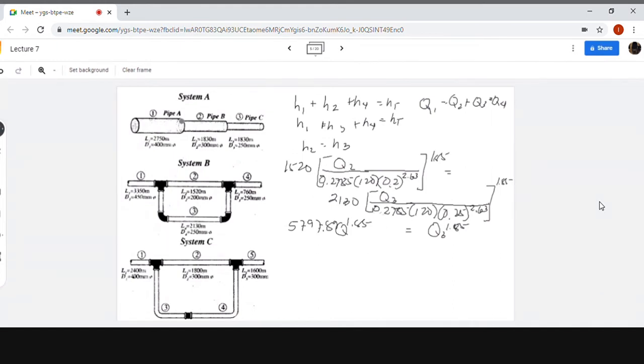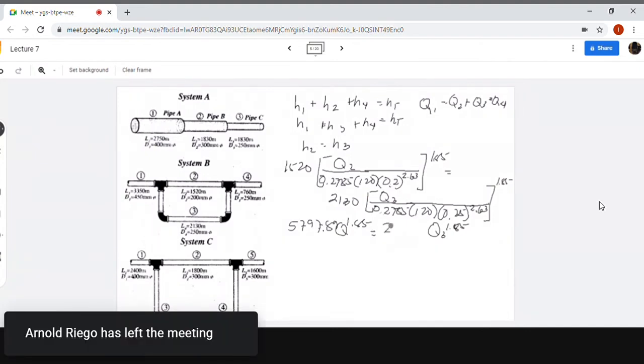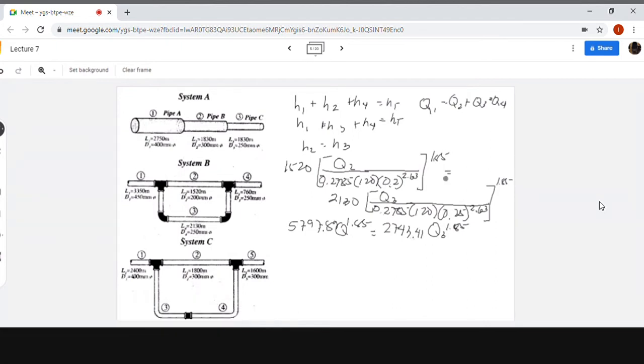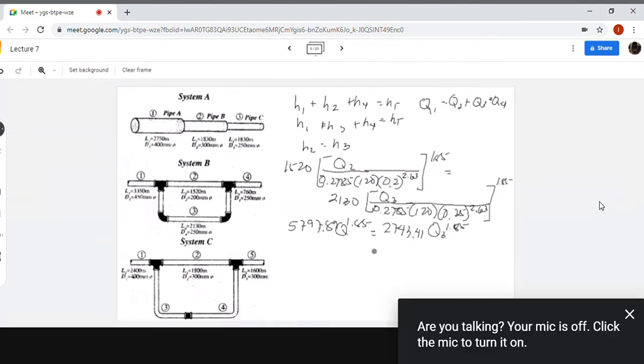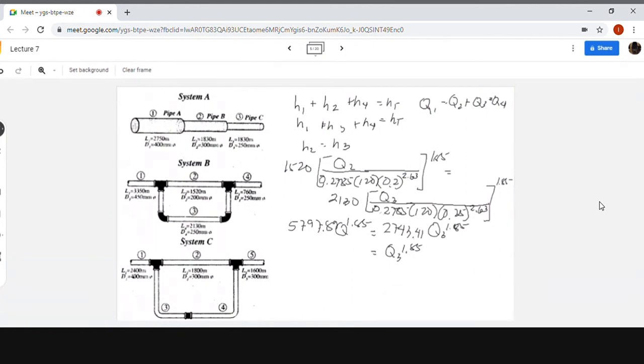Okay, so that is equal to 2743.41. So we can have this Q3 to the 1.85. 5797.89 divided by 2743.41, so 2.11, times Q2 to the 1.85.